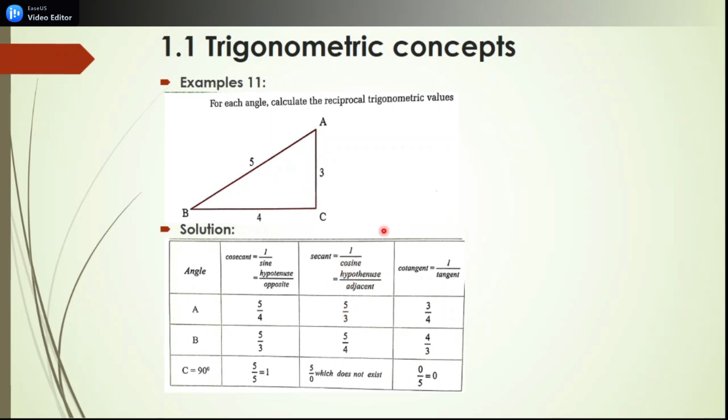When we take secant, it is the inverse of cosine, you know, hypotenuse over adjacent side. For A, the hypotenuse is equal to 5, the adjacent side is equal to 3. For B, the hypotenuse is equal to 5 over the adjacent side, which is equal to 4. Then for the point of C, we have hypotenuse equal to 5, but there is no adjacent side with respect to C. The adjacent side is equal to 0.